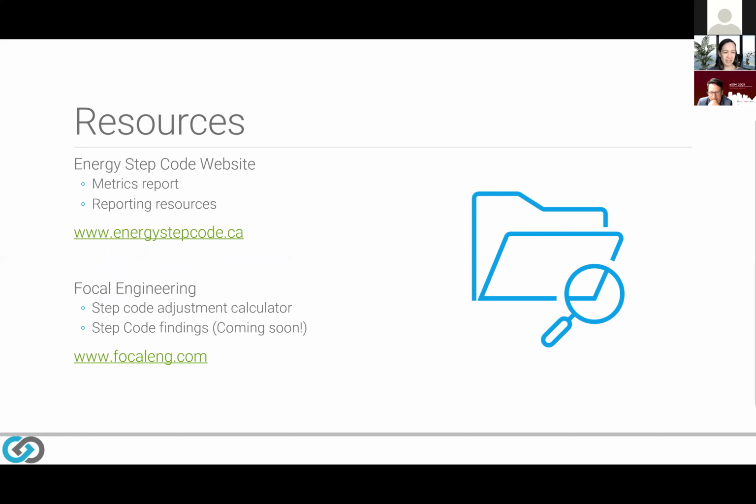A couple of resources, if anyone wants to look at a lot of the images that I had from the presentation or from the step code website, reporting resources that I've discussed are available at energystepcode.ca. We also have a few adjustment calculators on our own website. Our team hasn't quite finished a paper yet on those findings I was sharing as to what values and what HRV SREs we're seeing, but that will be up on our website soon as well, if anyone's interested further.